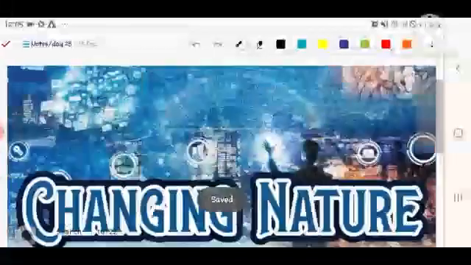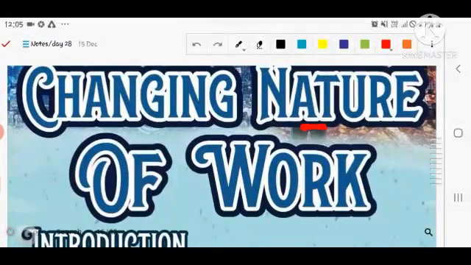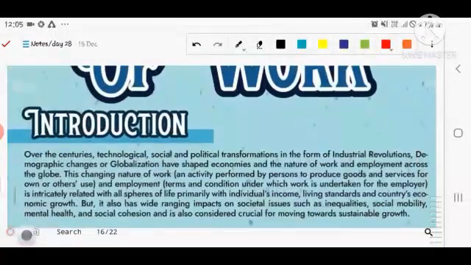And there is a weekly challenge and weekly focus on the vision, the changing nature of work. I will just go through the introduction, and you can read further if you want. Over the century, technological, social, and political transformation, in the form of the industrial revolution, means that we are living in the nuclear age, and that has made the industrial component much more important.